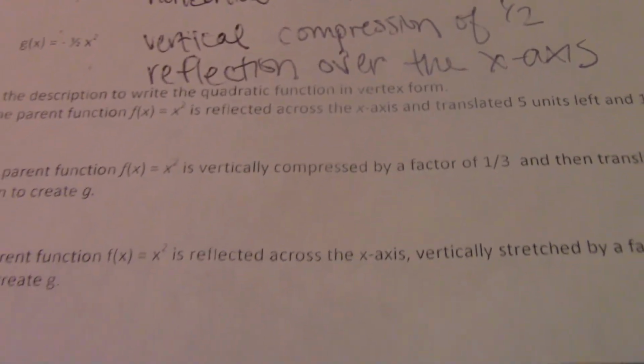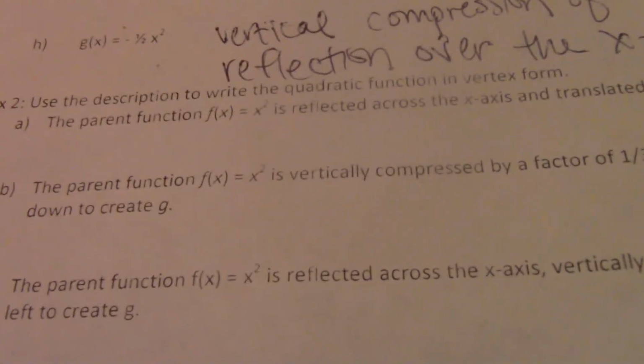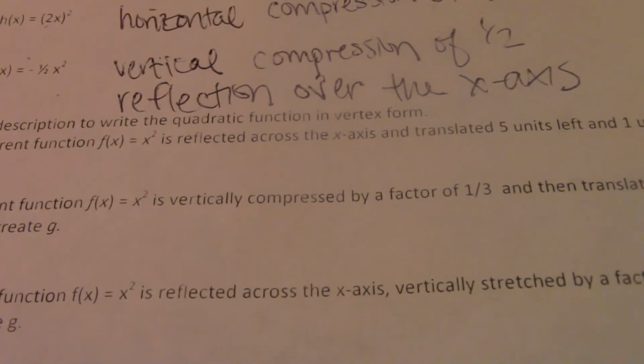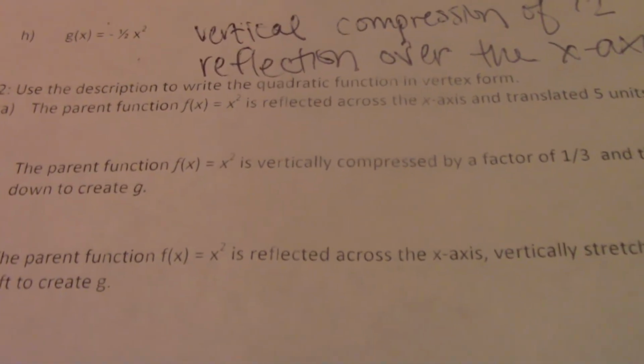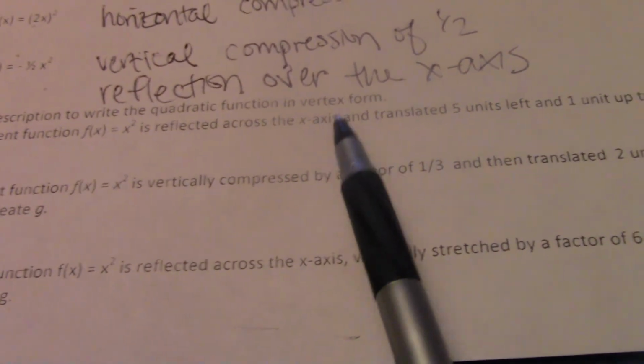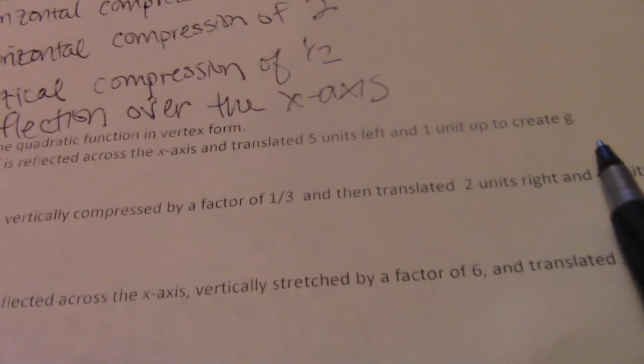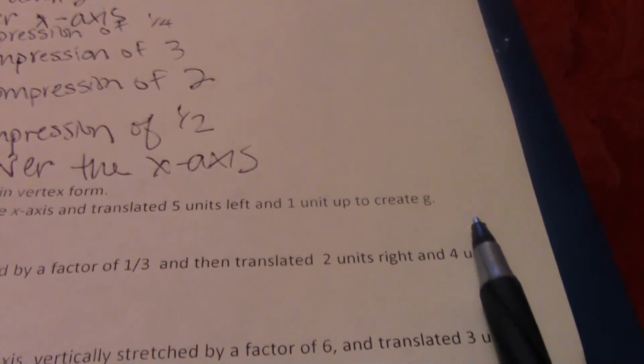And sometimes you're going to have word problems here, and we're going to have to write the equation. So use the description to write the quadratic function in vertex form. So the parent function is this. Okay, it is reflected across the x-axis and translated 5 units left and 1 unit up to create g. So this is going to tell me what we're going to do.